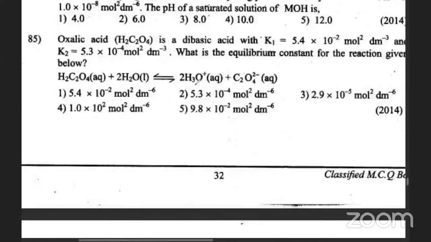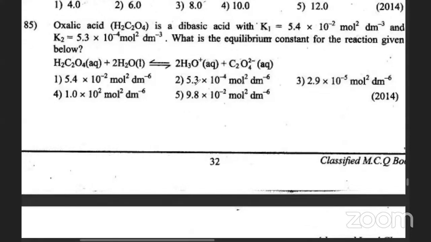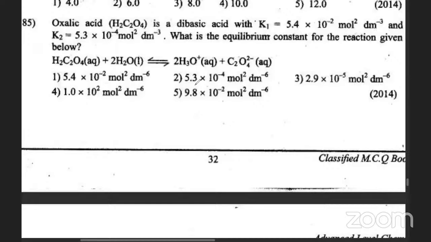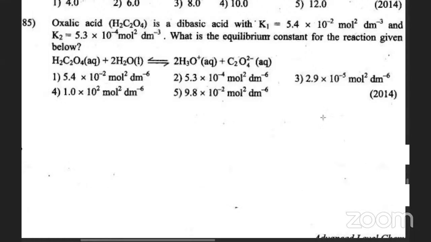That is 2014. Oxalic acid is a dibasic acid with K1 equal to 5.4 into 10 to the power minus 2 and K2 equal to 5.3 into 10 to the power minus 2. What is the equilibrium constant for the reaction given below? Right, that is also quite simple. We have done when they give Ka of 2 steps, then finding the Ka of both steps combined together. We have done these questions several times before. Let's take a minute and finish this off.